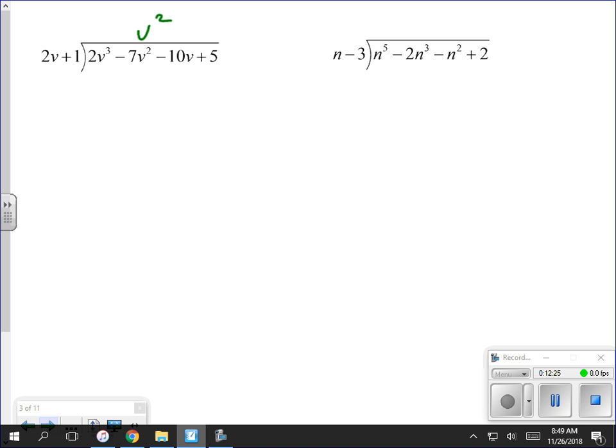V squared times 2v is 2v cubed. V squared times 1 is plus v squared. And then I subtract. 2v cubed minus 2v cubed is 0. Negative 7v squared minus v squared gives me negative 8v squared. And then bring down my minus 10v.